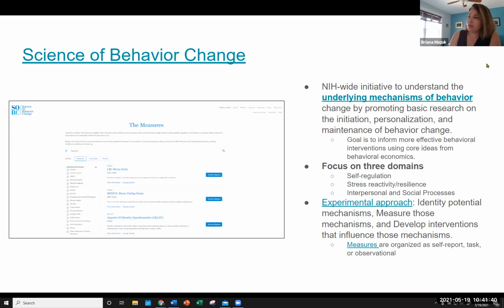And they organize their measures using a different type of approach, but similar to the stress measurement one I just showed you, which was psychological and physiological. They organize their measures in terms of self-report, task, which would be something like the Trier social stress test, or observational. So you're in a room behind a one-way mirror, watching people do something or respond to something in a setting. That's how they organize their measures.